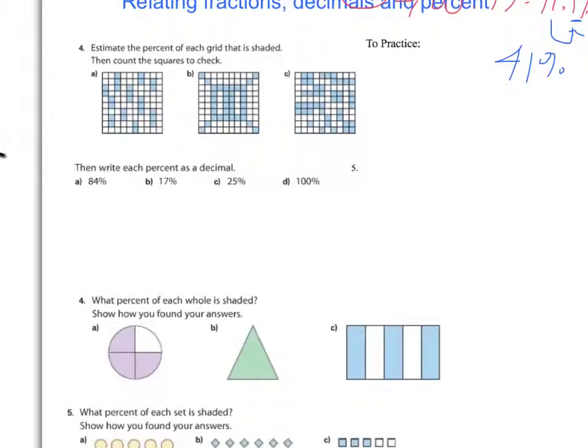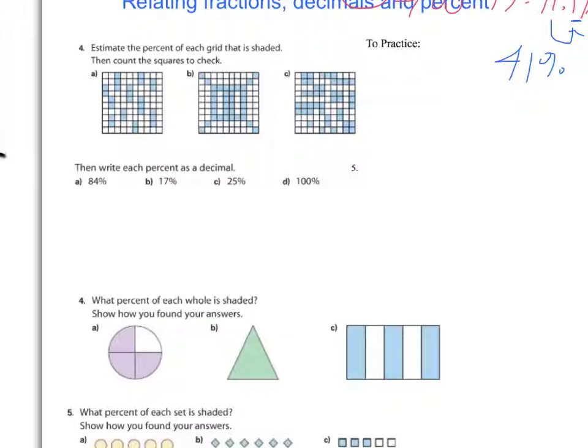All right, now you're going to do some practice. Number 4, you're going to estimate the percent for each grid. Actually, go ahead and just count them and write them as a percentage. Here you're going to write each percentage as a decimal. Here you're going to take it from a fraction and make it into a percent. So go ahead and press pause and try those at this point. All right, well, let's take a look.